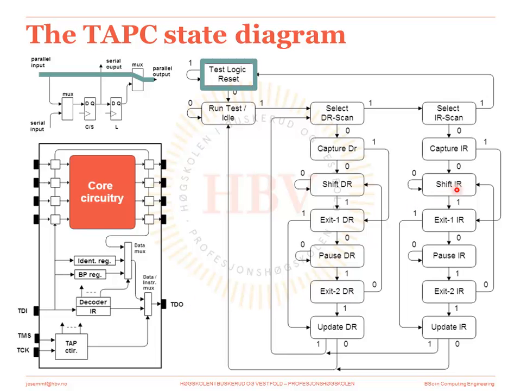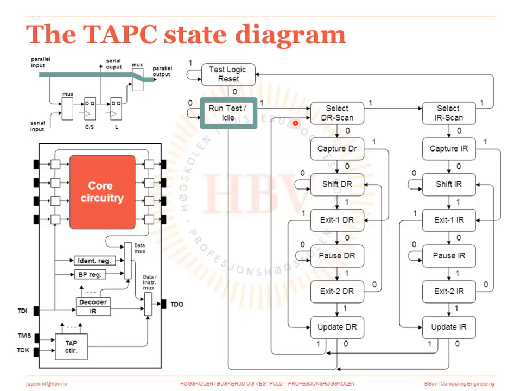So to shift in an instruction, we actually need to go to the state that is called shift instruction register. To go from test logic reset into shift instruction register, we need to start by driving a 0 to TMS and driving one clock pulse at TCK. So by setting TMS to 0 and driving one clock pulse at TCK, we go from test logic reset to run test idle. Nothing has yet happened to the operating mode of the boundary scan cells, of course, because we haven't yet shifted in any other instruction.